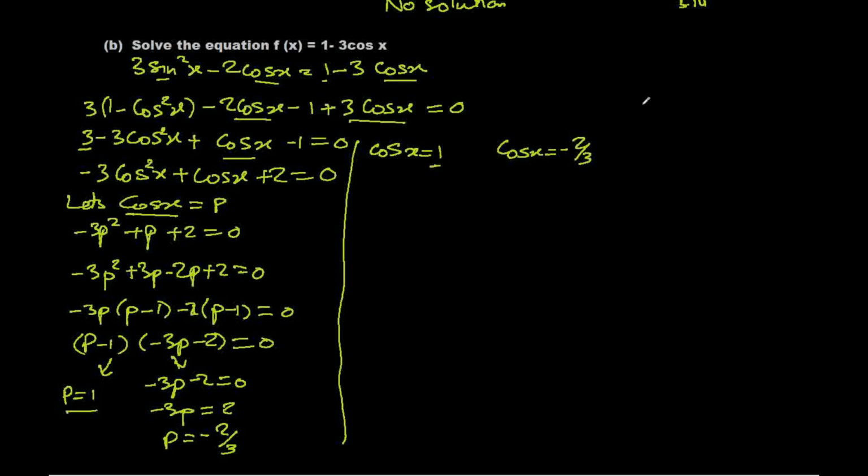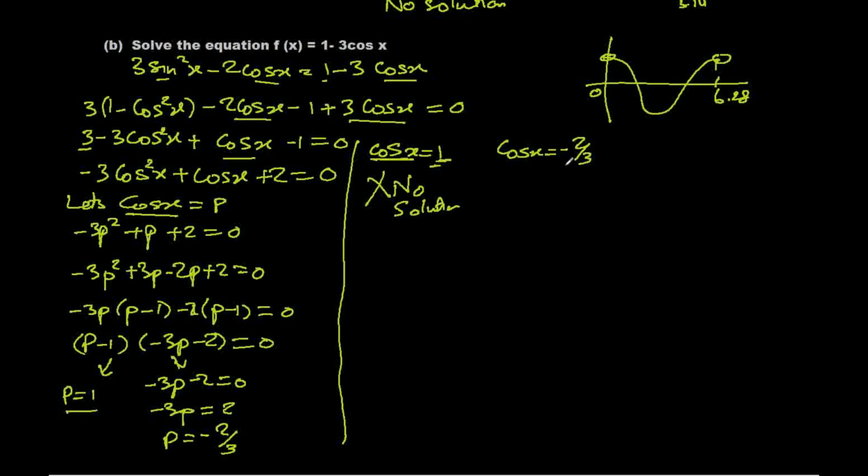Alright, again it is 1. In case of 0, 1 and minus 1, we should use graphs. This is the cos graph again. Cos x is 1 here and here. This is 0 and this is full 2 pi, which is 6.28. Is it between 2 and 4? No. That means this has no solution for us, because there is no value of cos x equal to 1 between 2 and 4.